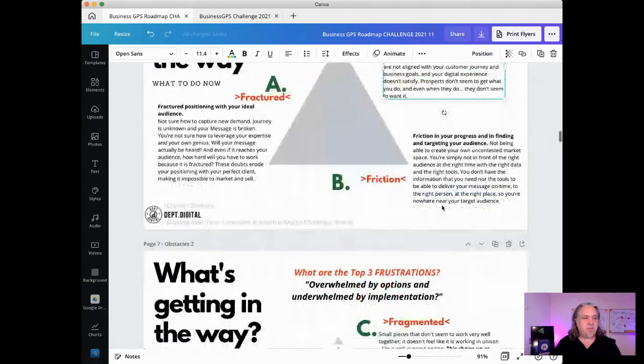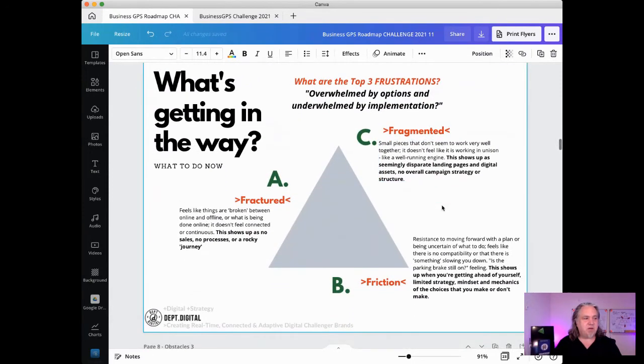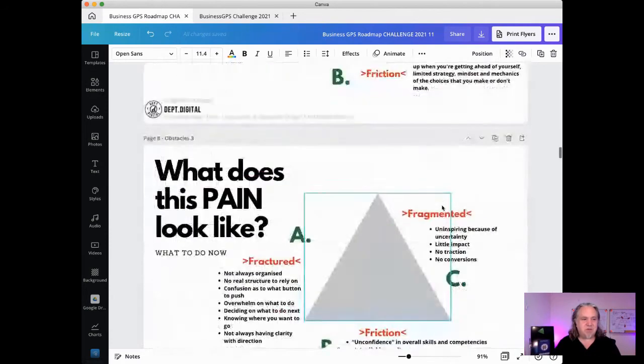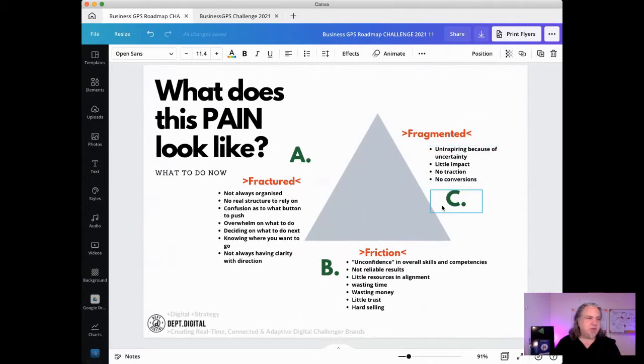And you can go through this in a lot more detail as well: what this actually feels like, what it actually looks like. So I'll maybe just quickly go over this last one. What does this pain look like? Well, fracture is not always organized, no real structure to rely on, confusion as to what button to push, overwhelm on what to do next, knowing where you want to go, not always having clarity and direction. Friction is unconfidence, is what I call it, and overall skills and competencies. Not really using your expertise, no reliable results, little resources in alignment, wasting time, wasting money, little trust, and feeling like you have to hard sell.